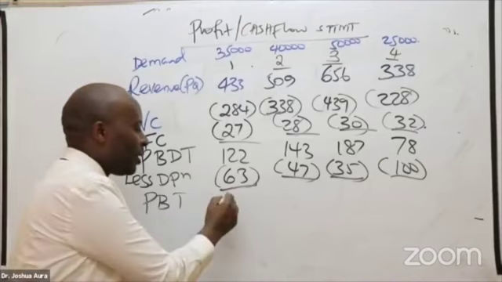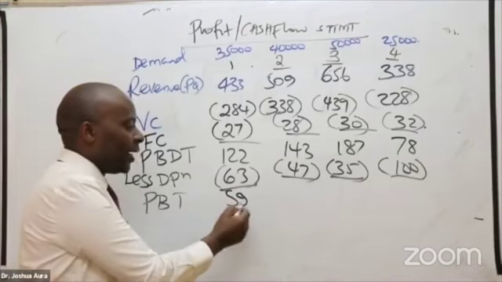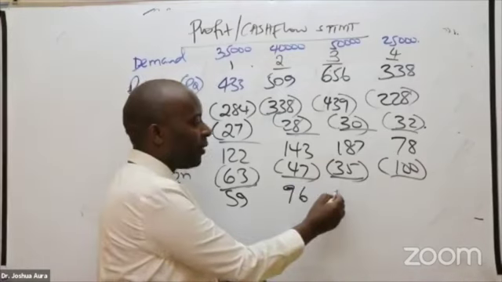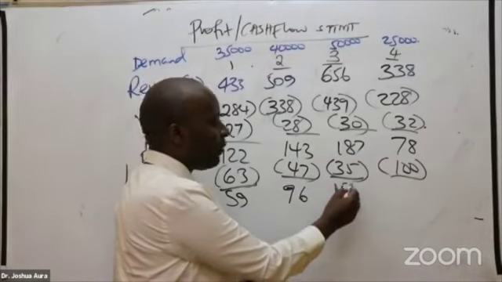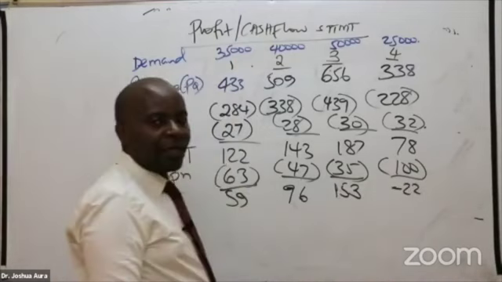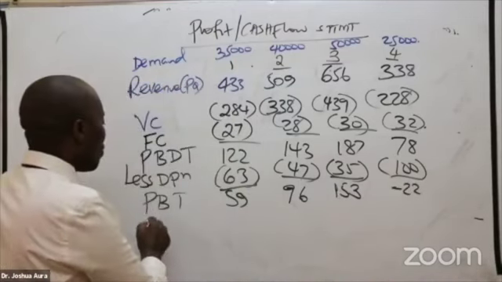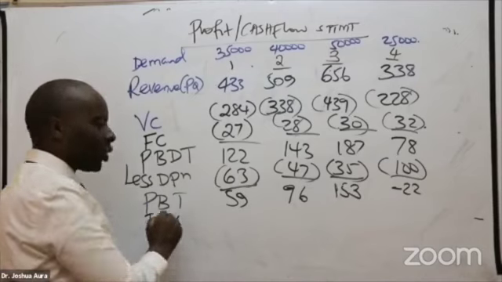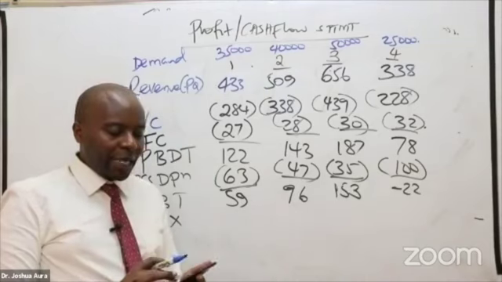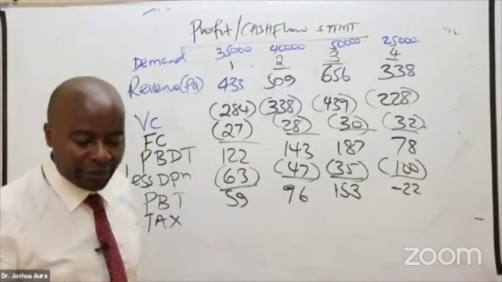The first student is giving me a figure of 59, 76, 96, 153, and lastly, negative 22, isn't it? Now, ladies and gentlemen, from there, please go ahead and compute your taxation. Remember the rate of tax which has been given.